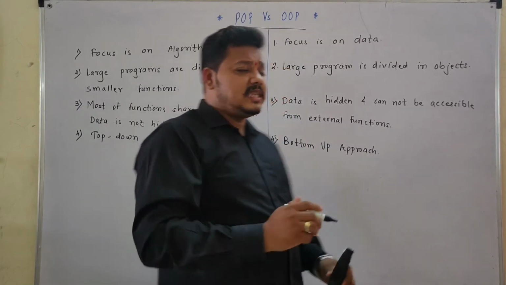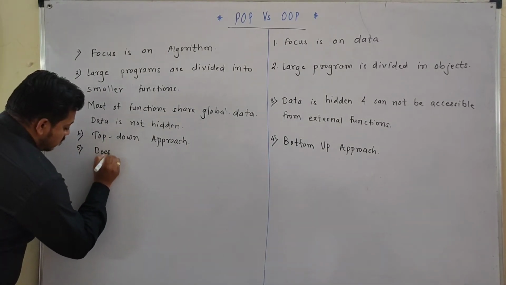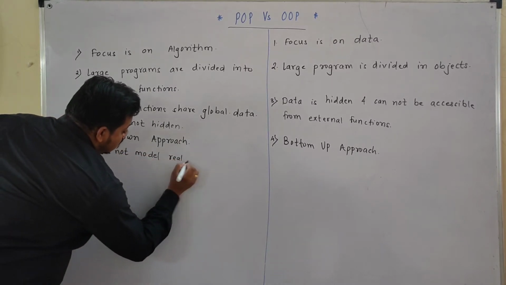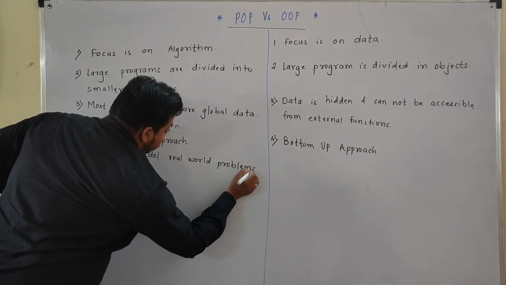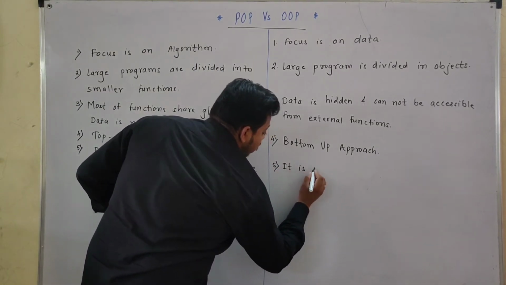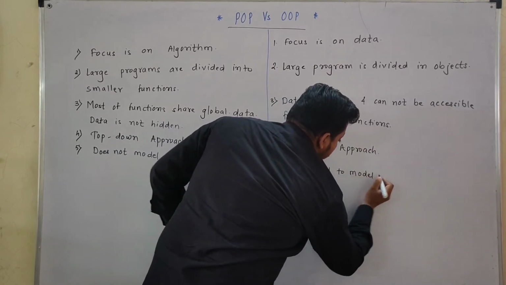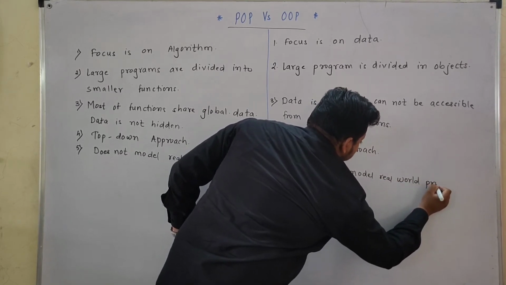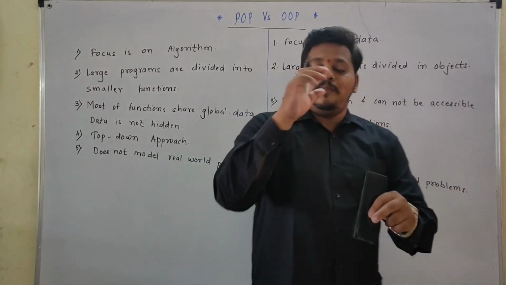Now the next point, the fifth one, is that POP does not model real world problems. And here in OOP, or object oriented programming, it is used to model real world problems. So what is meant by real world problems?